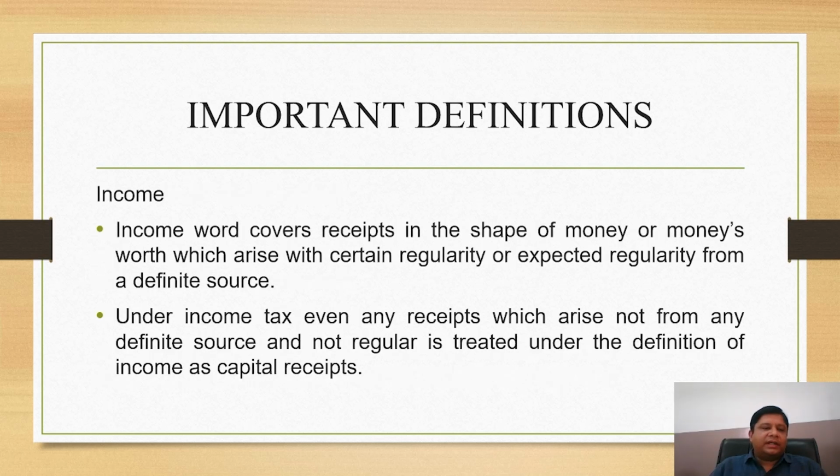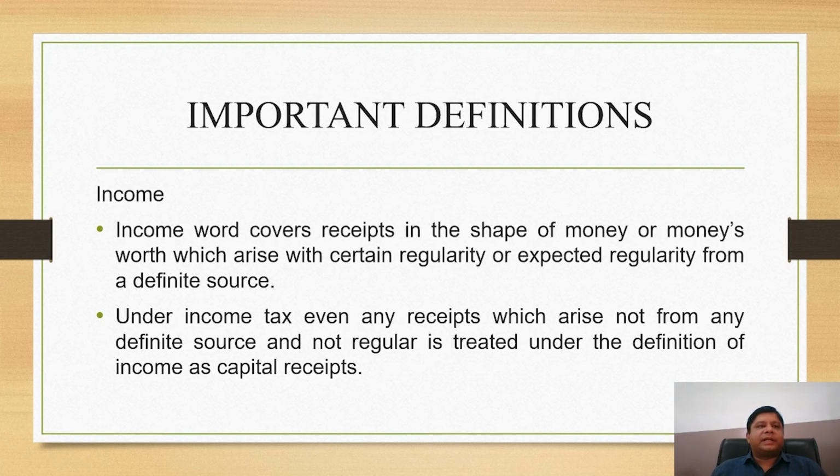Moving further, we will discuss the term income. The word income covers receipts in the shape of money or money's worth which arise with certain regularity or expected regularity from a defined source. Under income tax, even any receipt which arises not from any definite source and is not regular is treated under the definition of income, such as capital gains.